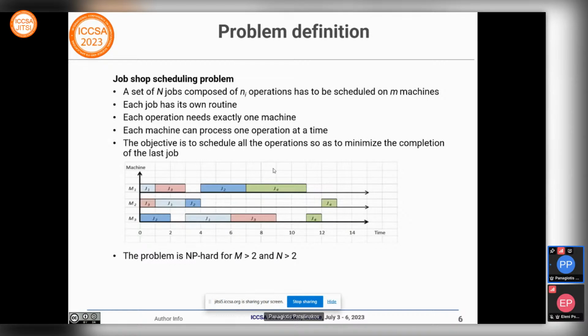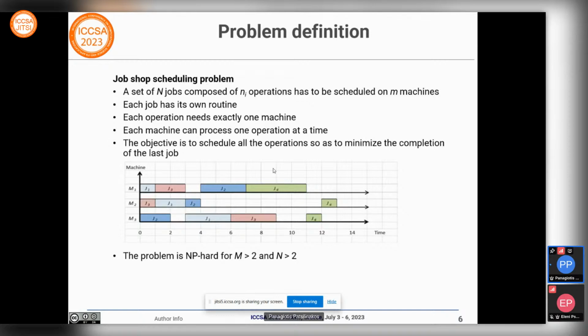So the job shop scheduling problem can be defined as follows. We have to schedule a number of operations of jobs on a given number of machines. And the idea is to finish executing those jobs as soon as possible. So we have to find the right sequence, the best sequence for each machine. And it's an NP-hard problem if you have more than 2 machines and 2 jobs.